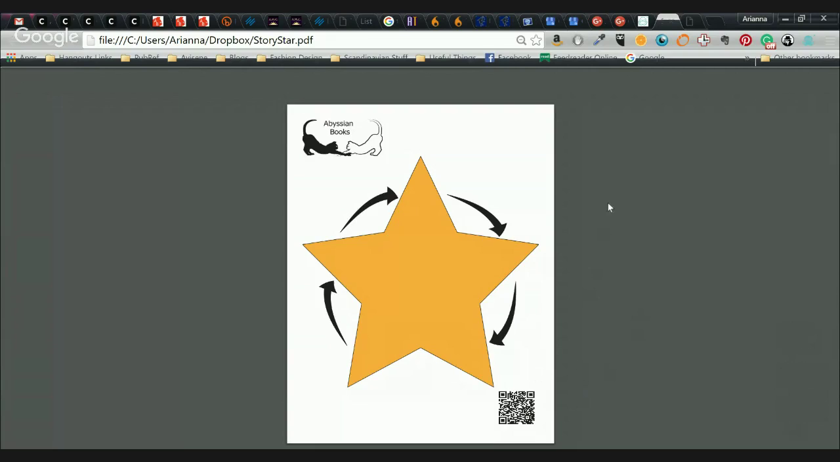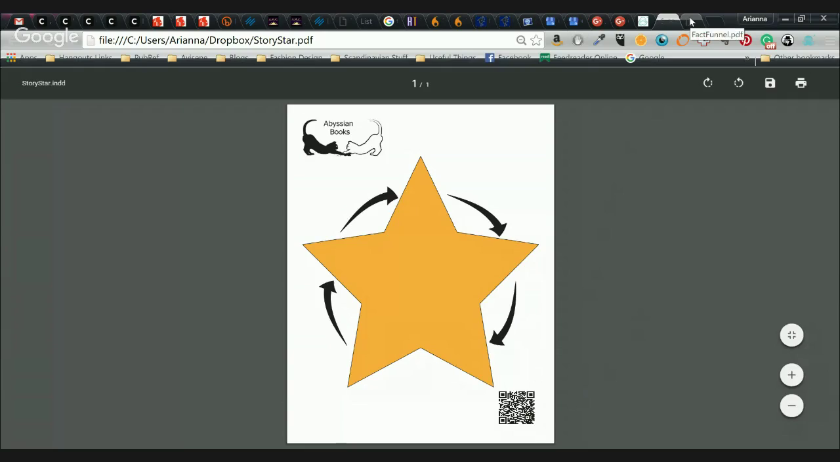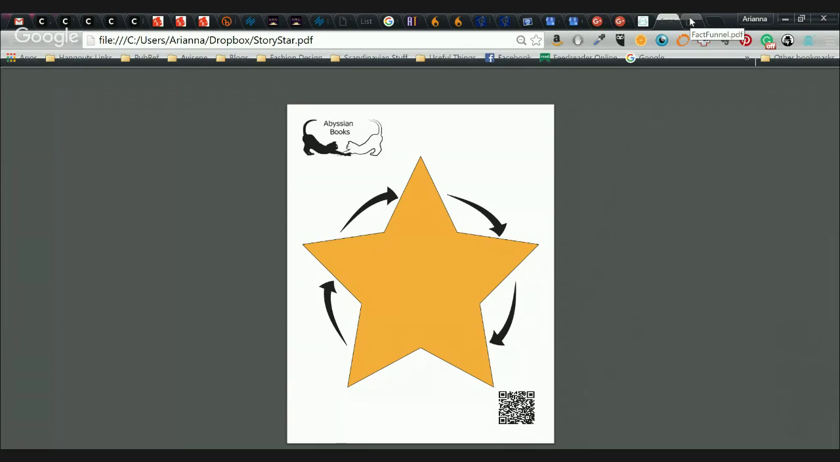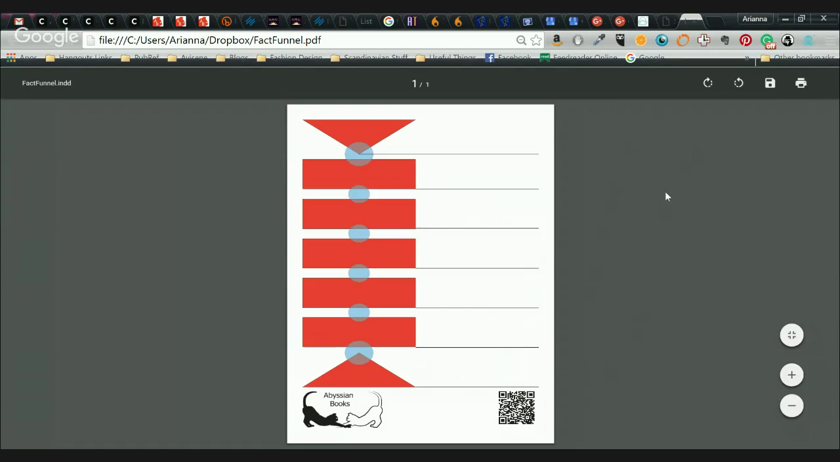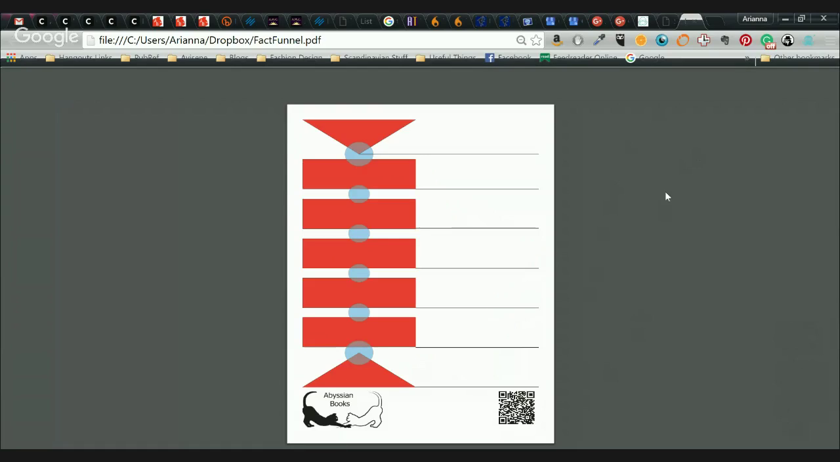I first want to show you the fact funnel, because this is going to make it a little bit easier for you to understand how I apply the star to a storyboard where I have more than 5 pieces. So here we have a fact funnel. And the fact funnel and the story star are the same thing. They just look different because they're different shapes. And I call this the fact funnel because it's the stereotypical structure that you probably learned in your high school English class when you were writing essays about To Kill a Mockingbird.